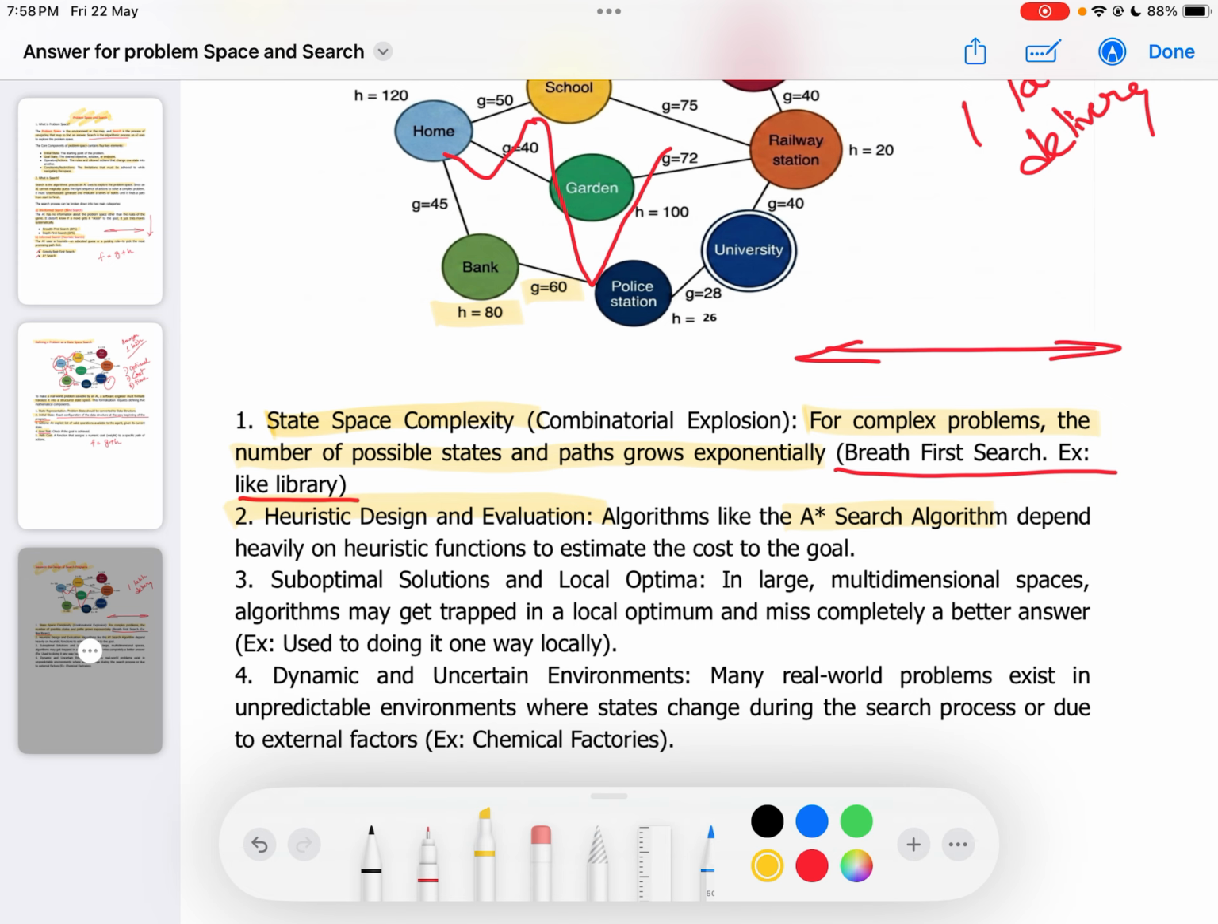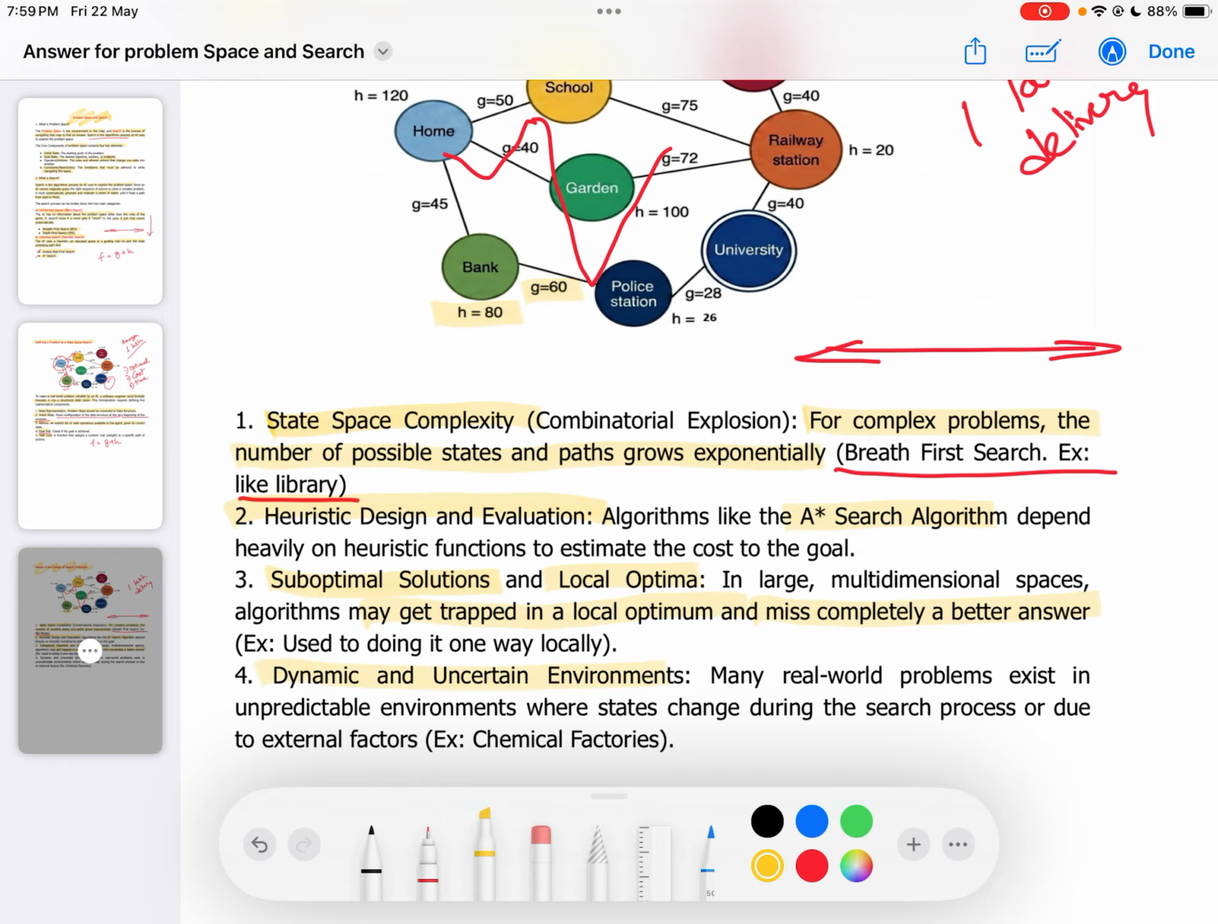Third issue is suboptimal solution. What it does is it uses a local optimum. What it means is, you would have seen this in ChatGPT or Gemini. You will ask something and it will keep on repeating, it will keep on giving the same answer. What it does is it gets trapped in the local optimum and misses the better answer completely. Okay, this is the third one.